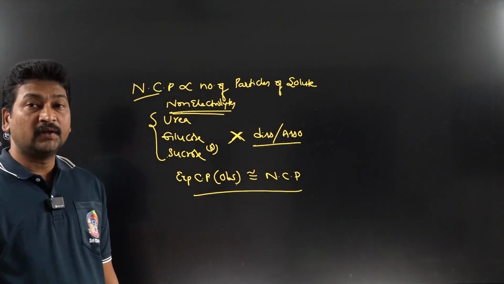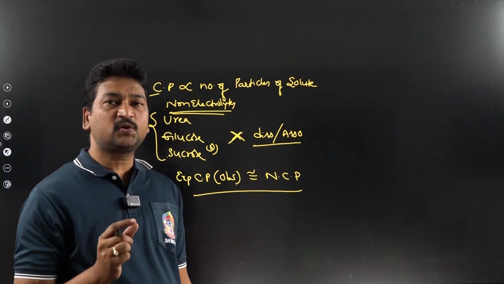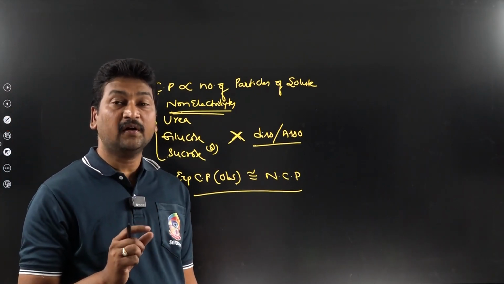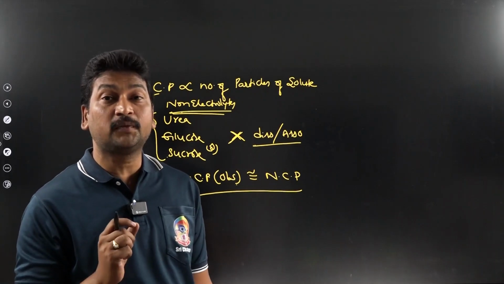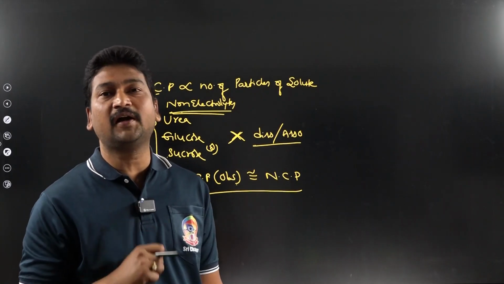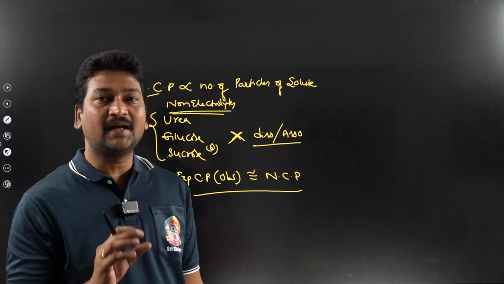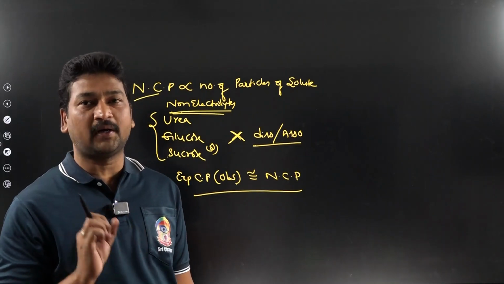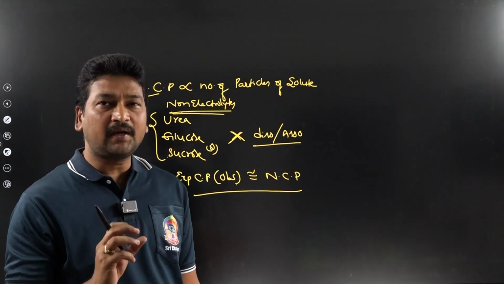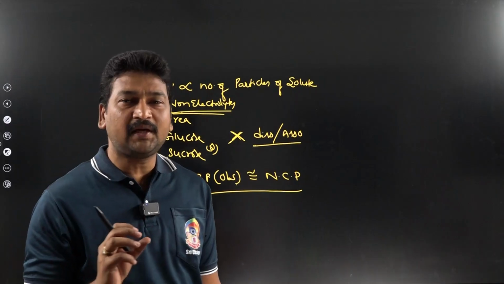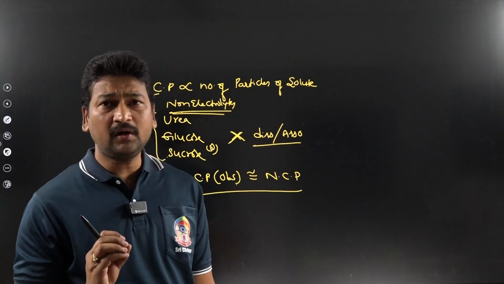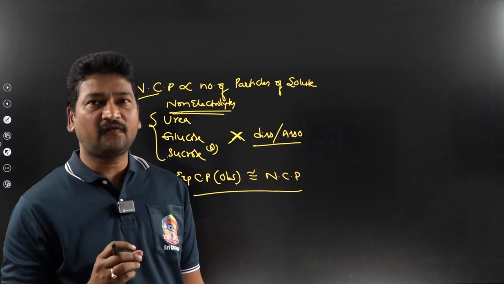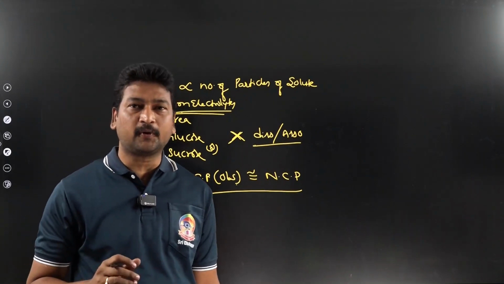But when the solutes undergo either dissociation or association with the solvent, the experimental colligative properties would differ from the normal value. Let us discuss the abnormality in colligative properties. The abnormality in the colligative properties can be explained in terms of a factor called the Van 't Hoff factor. What is the Van 't Hoff factor?